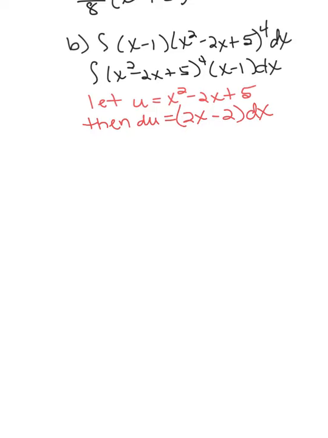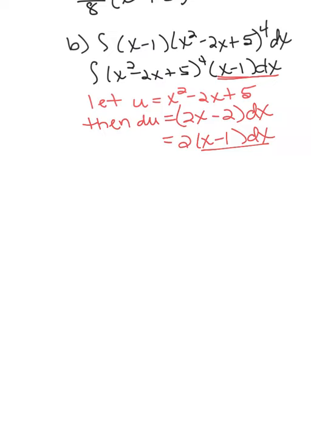When I look at 2x minus 2, that does not match the ending part of my original problem. But if I factor a 2 out of that, I would have 2 times the quantity x minus 1 dx. Now I do have x minus 1 dx, which is in my original problem. What's wrong with it is that my derivative for du has a 2 in it. My original problem does not.